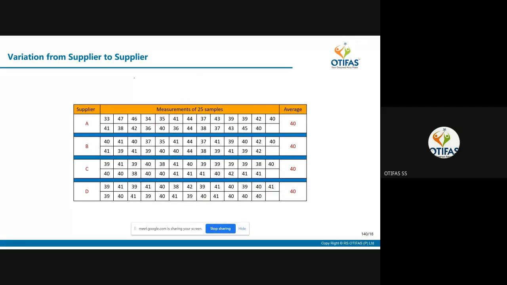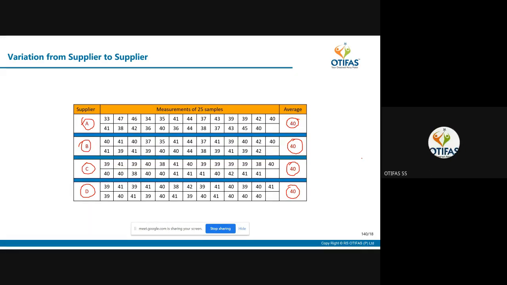For example, these are the suppliers: supplier A, supplier B, supplier C, supplier D. Now they collected 20 samples and they found that everybody has the mean as 40. Now tell me, which is the best supplier here? Can you say who is better? So we can't say yet.